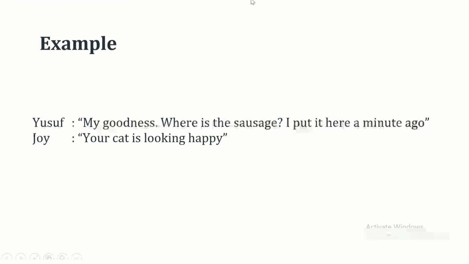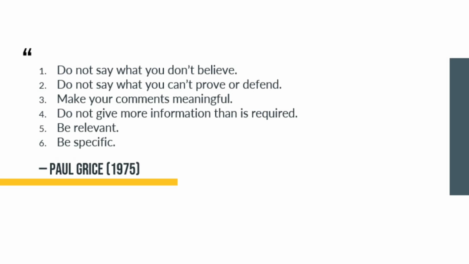So what we can learn from conversational implicature, or precisely in the maxims that Paul Grice found. So the first one, do not say what you don't believe. And the second one, do not say what you can't prove or defend. And the third one, make your comments meaningful. And then the fourth one, do not give more information than is required. And then the fifth, be relevant. And then the last one, be specific.